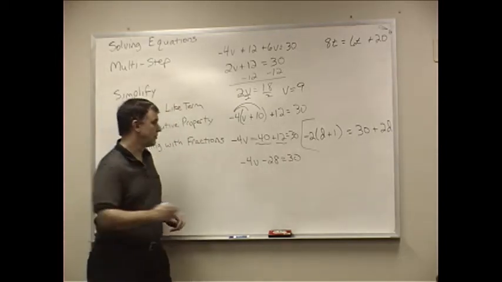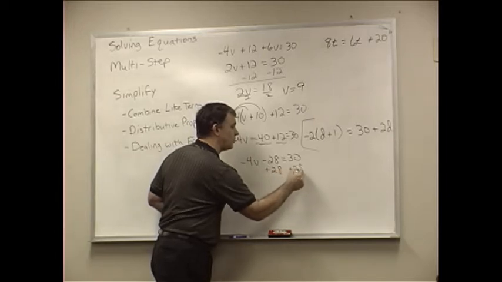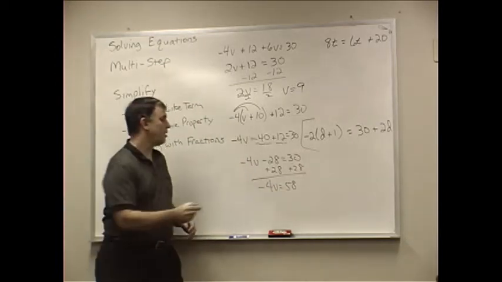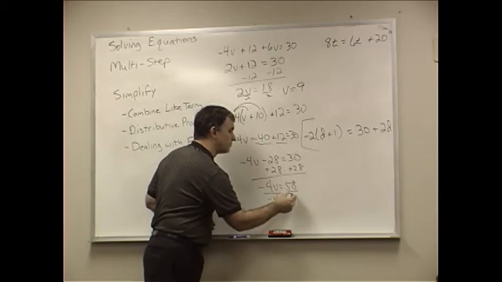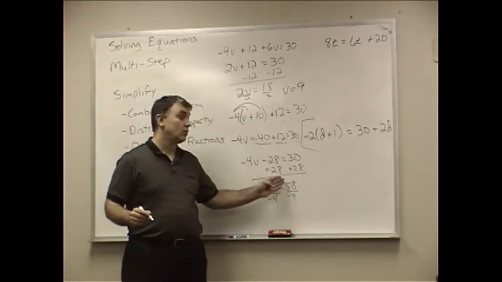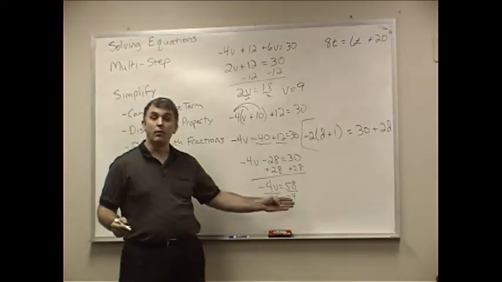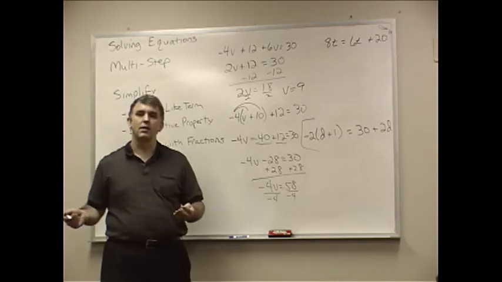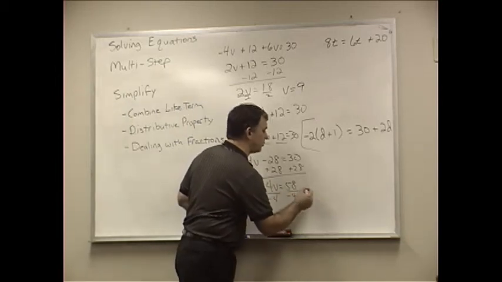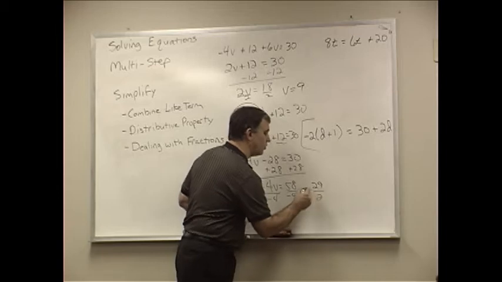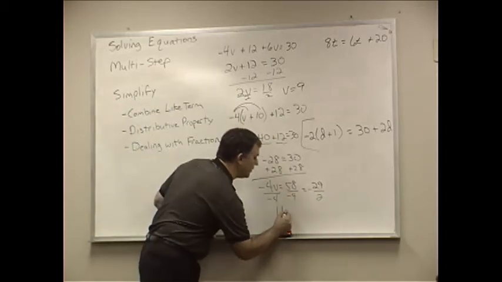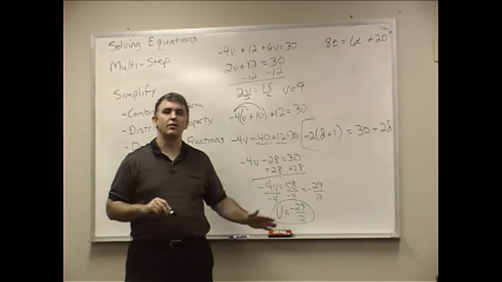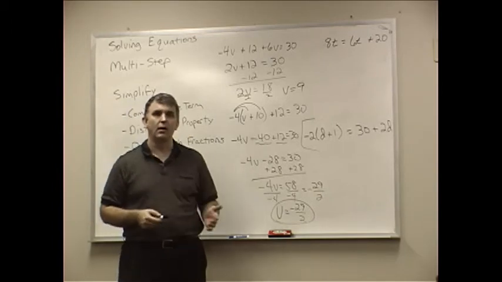Now it's a two-step equation. I'm going to add 28 to both sides. Negative 4v equals 58. Now I'm going to divide both sides by negative 4. When you take a look at that, 58 and negative 4, when you divide them, it's not a nice number. Just leave it as a fraction. What can we divide out of the top and the bottom? We can divide a 2. So that's going to be 29 over 2. So it's going to be negative 29 over 2. V equals negative 29 over 2. Now I know some of you might have said negative 14 and a half. That works just as well.